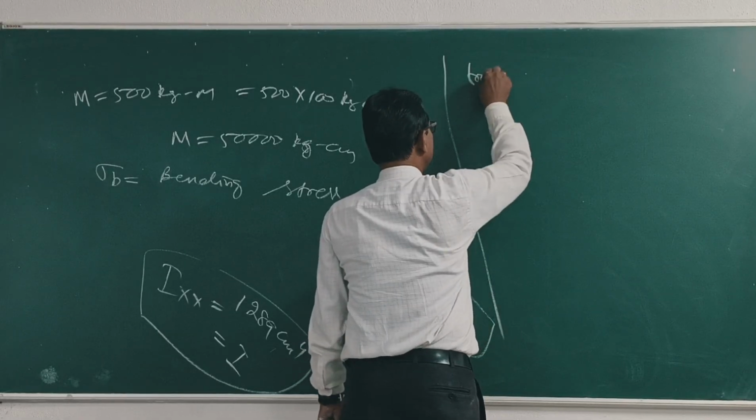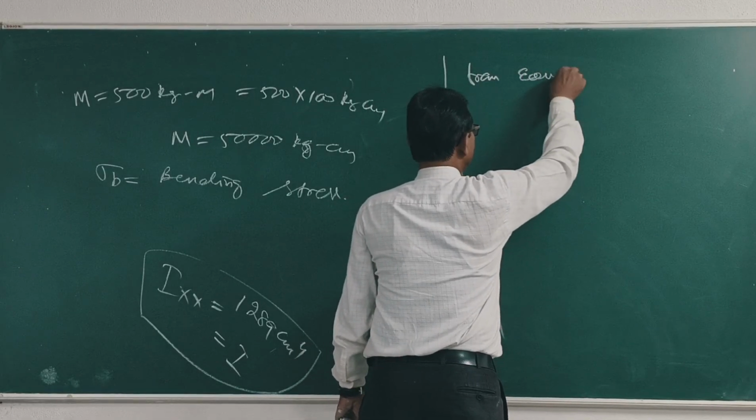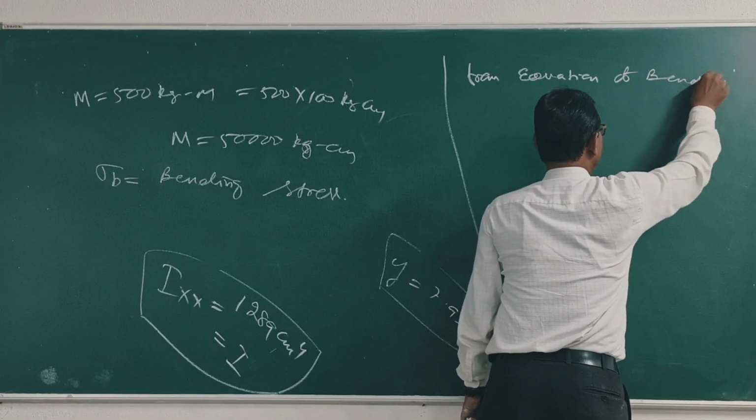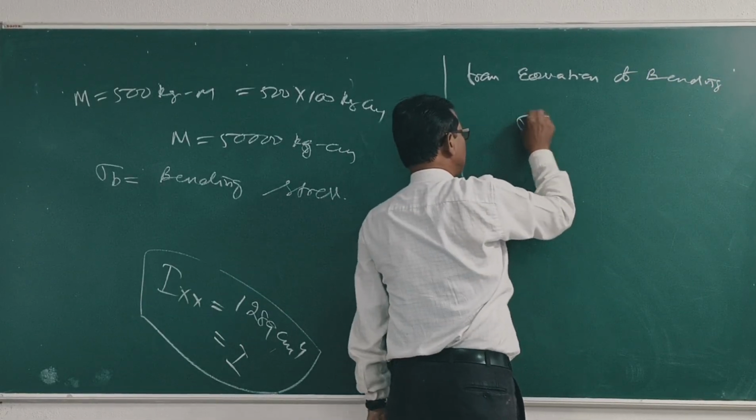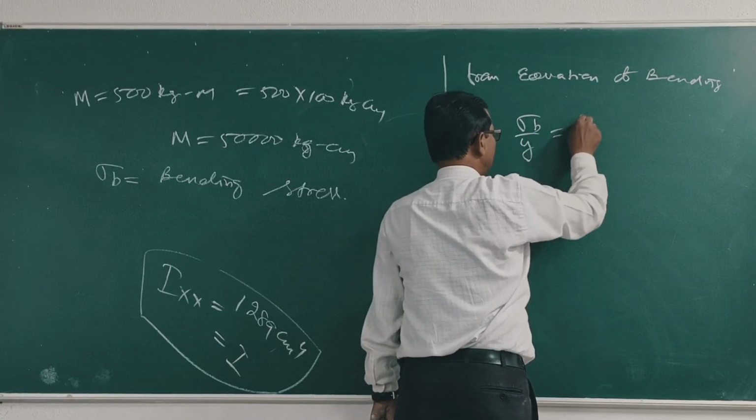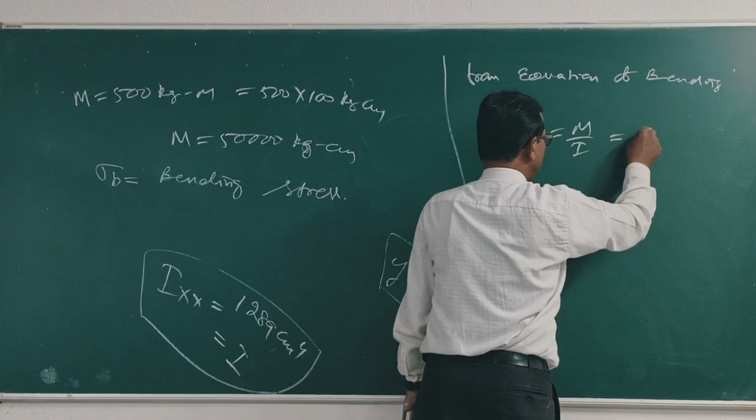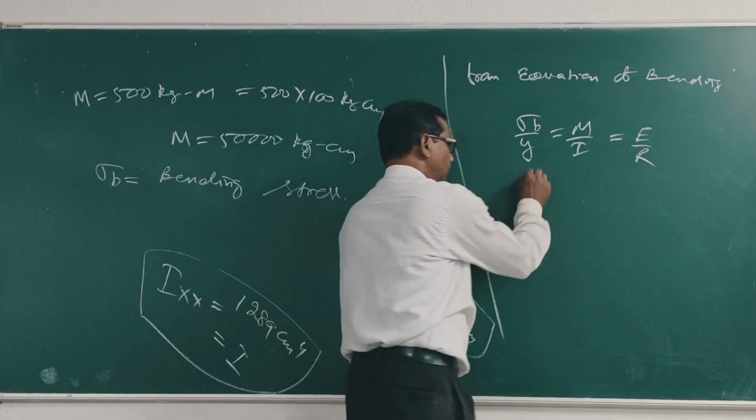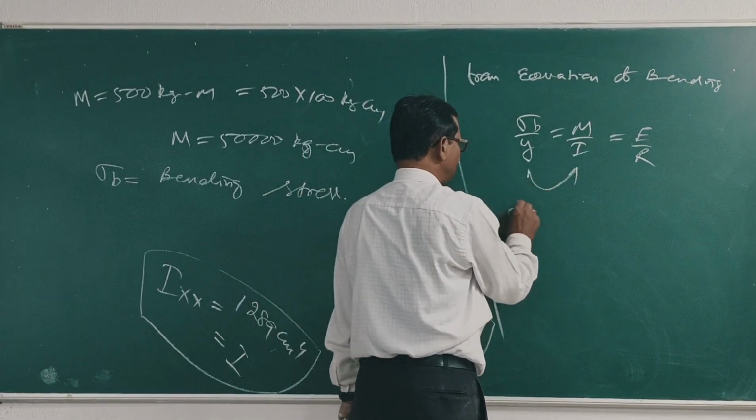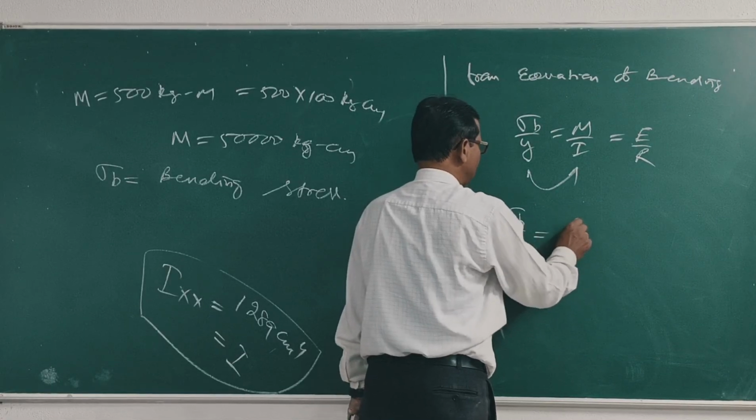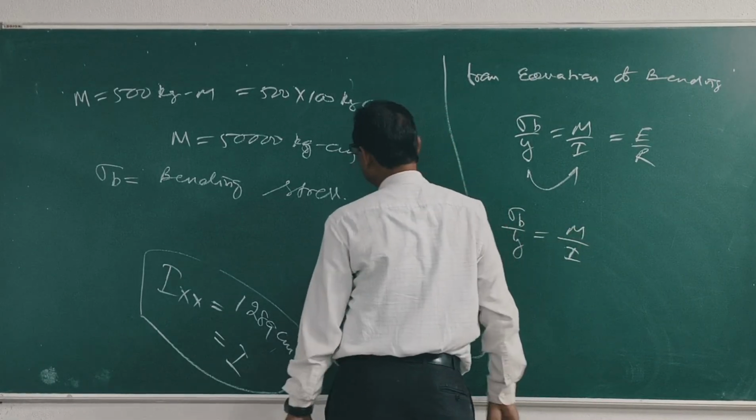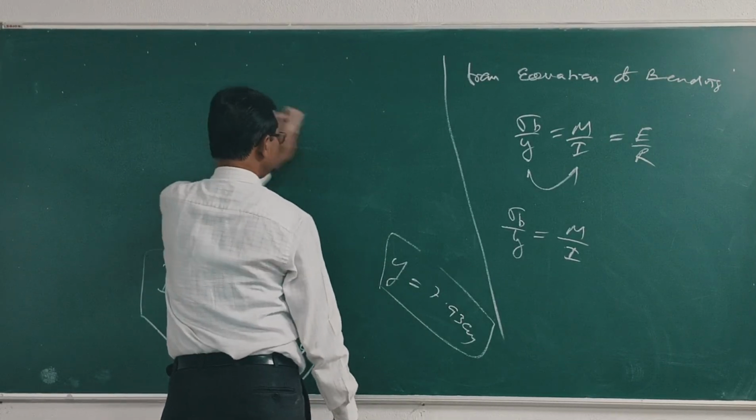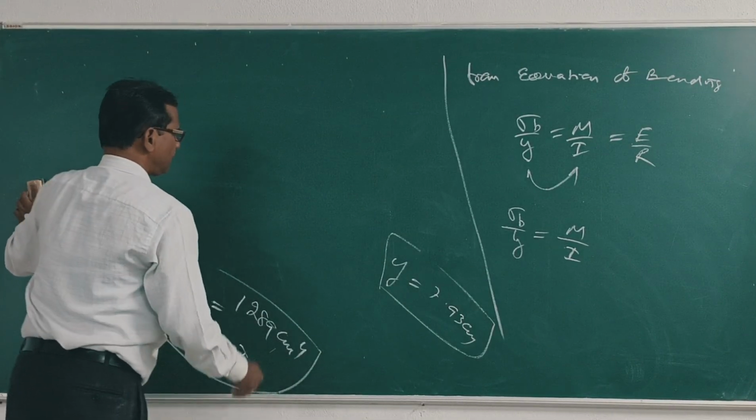From the equation of bending, sigma b by y is equal to M by I is equal to E by R. Clear? Use this value. Now, sigma b by y is equal to M by I. Clear? The same place.